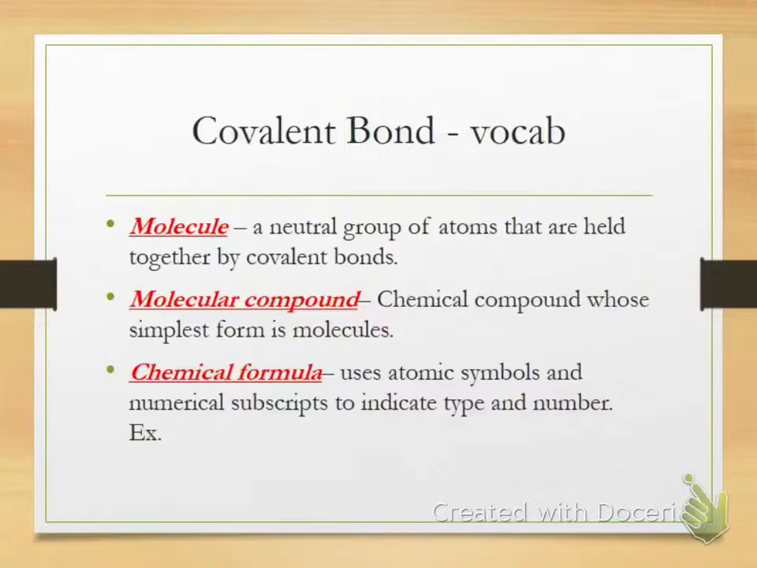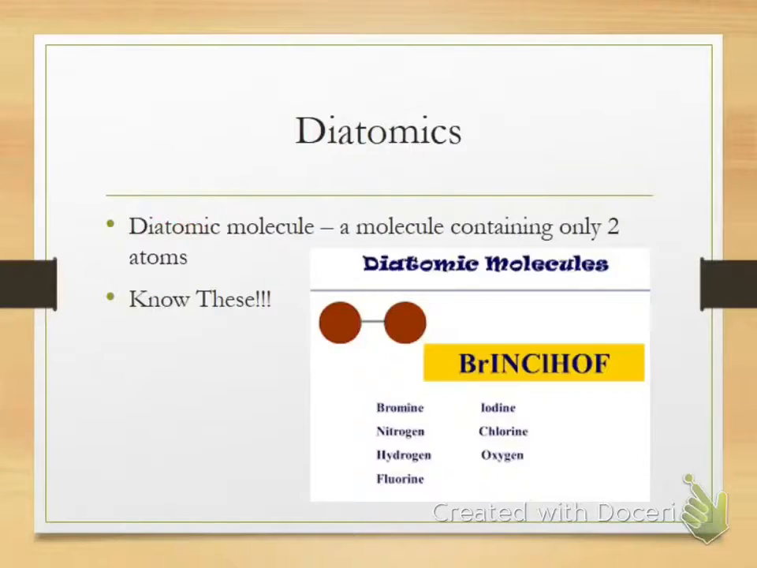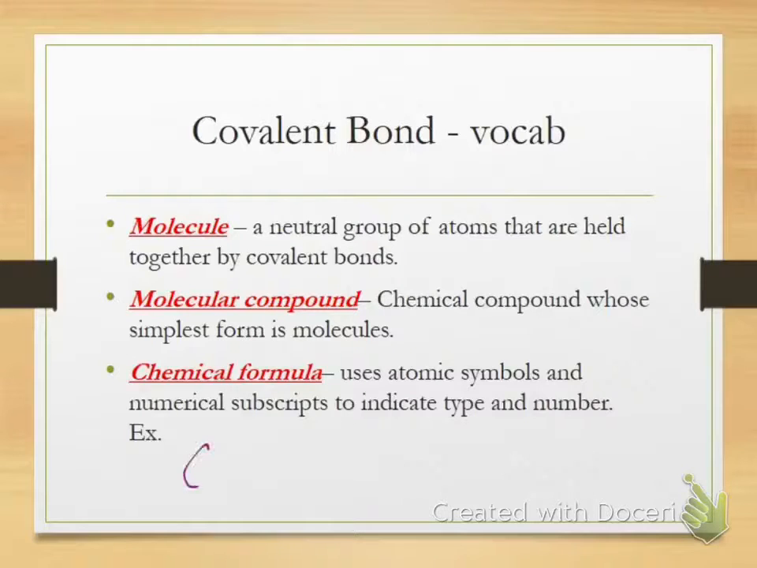So like if I had sugar, or glucose, it is C6H12O6. That means I have 6 carbon atoms, 12 hydrogen atoms, and 6 oxygen atoms in that compound, in that molecule. Okay? And the chemical formulas are also the same for ionic. If I said I had potassium oxide, it'd be K2O, so I'd have 2 potassium, 1 oxygen.